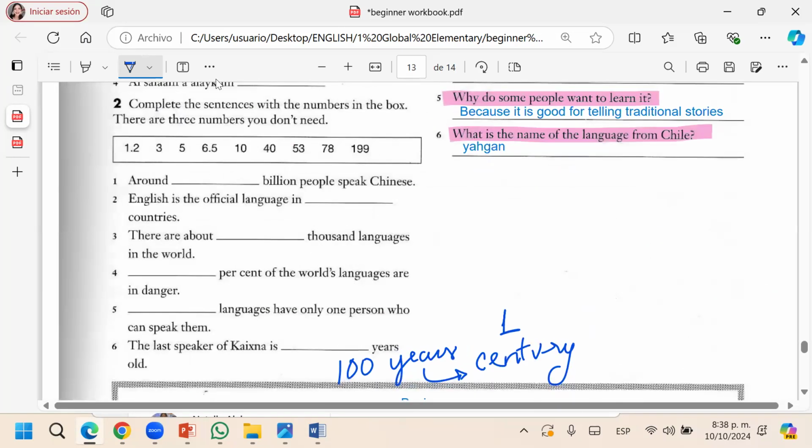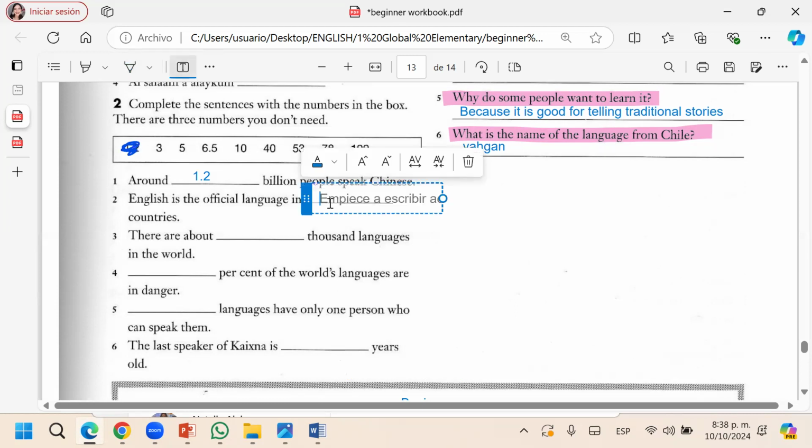How many people speak Chinese? Do you remember? 1.2 billion people speak Chinese. And English is the official language in how many countries? 53 countries. Like, for example, Australia, United States, Canada, England, Wales, Ireland, Scotland, Austria. The official language is English for 53 countries.